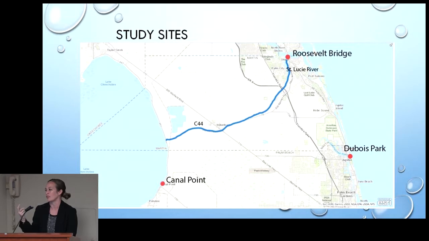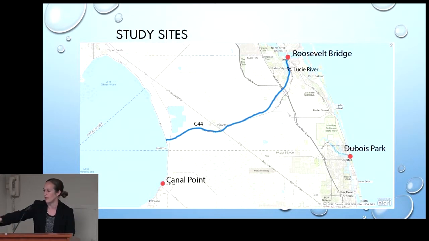Roosevelt Bridge is also on the St. Lucie River, and that's an area that tends to have a lot of problems with cyanobacteria. We also chose, as a lot of times when people talk about why these blooms are happening, they mention the releases of water from Lake Okeechobee. So we threw a Lake Okeechobee site in here as well.